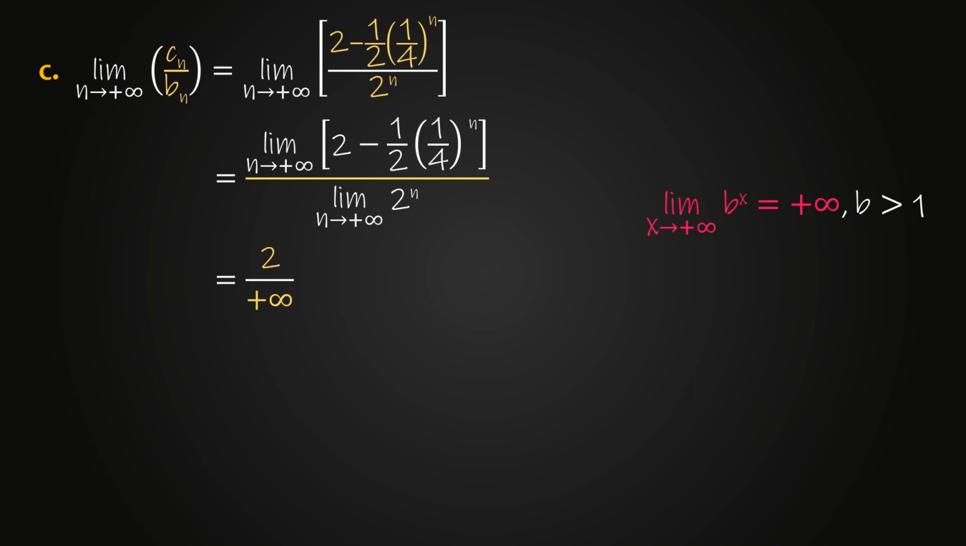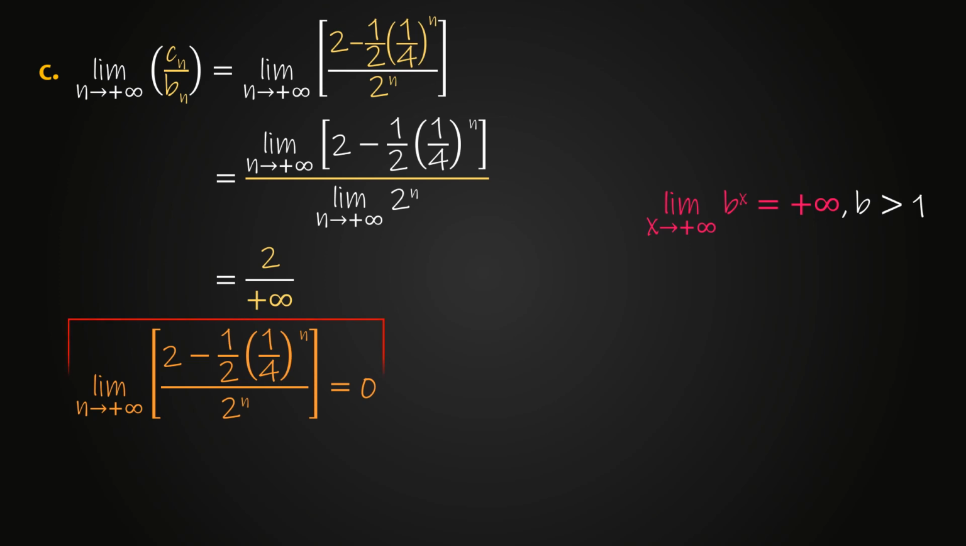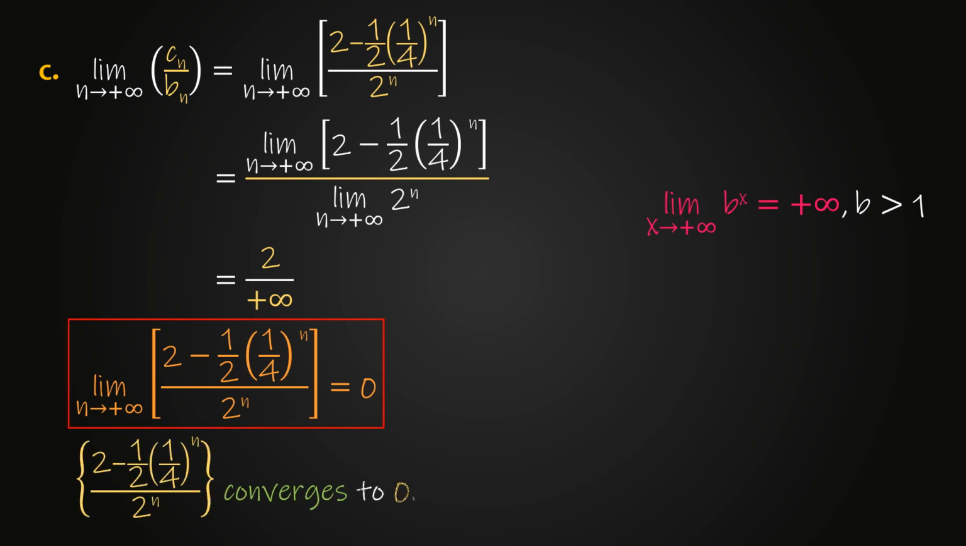Then, use the quotient rule of infinite limits, where the limit of the numerator is a finite number and the limit of the denominator is an infinite number. Therefore, the limit of the sequence is equal to 0. It means that the sequence converges to 0.